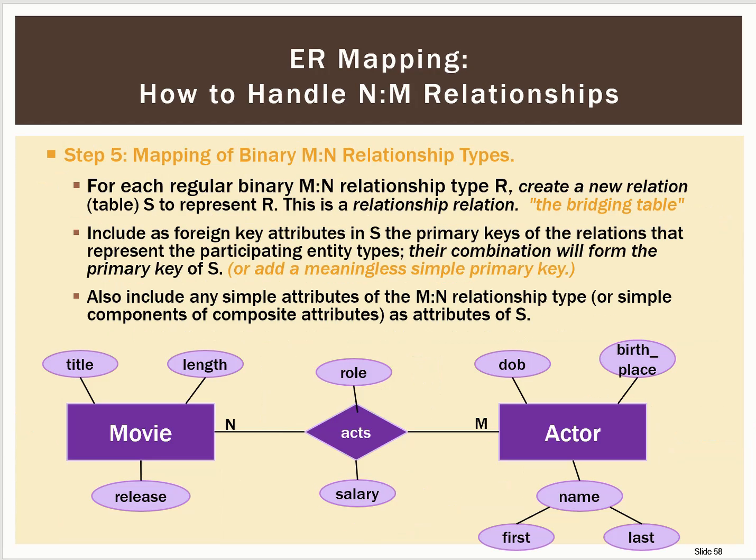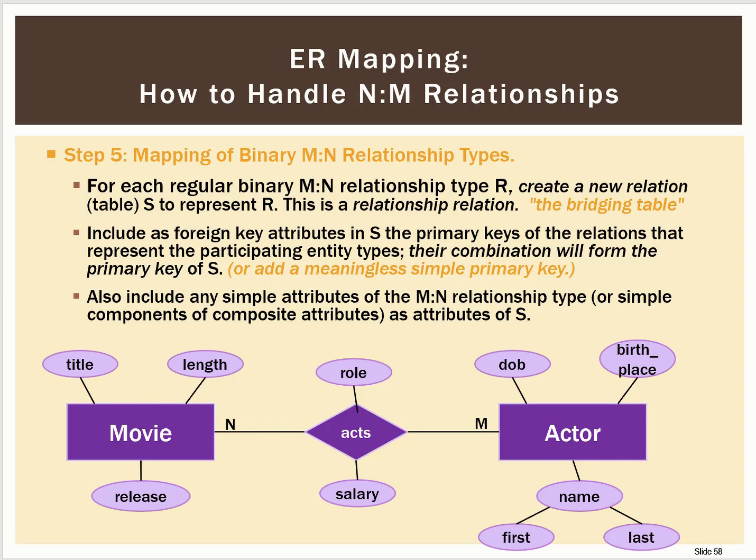On to step 5. Step 5 will tell us how to map the final type of relationship, the many-to-many. And I've got good news. Step 5 is the easiest one. There's only one choice. Whenever you have a many-to-many relationship, you must build that bridging table that will keep the primary key of the two entity types that it bridges.